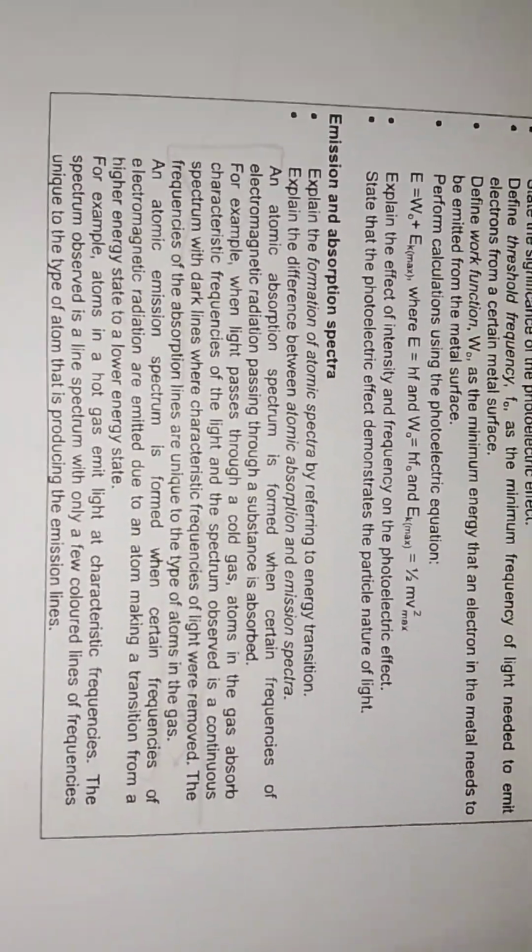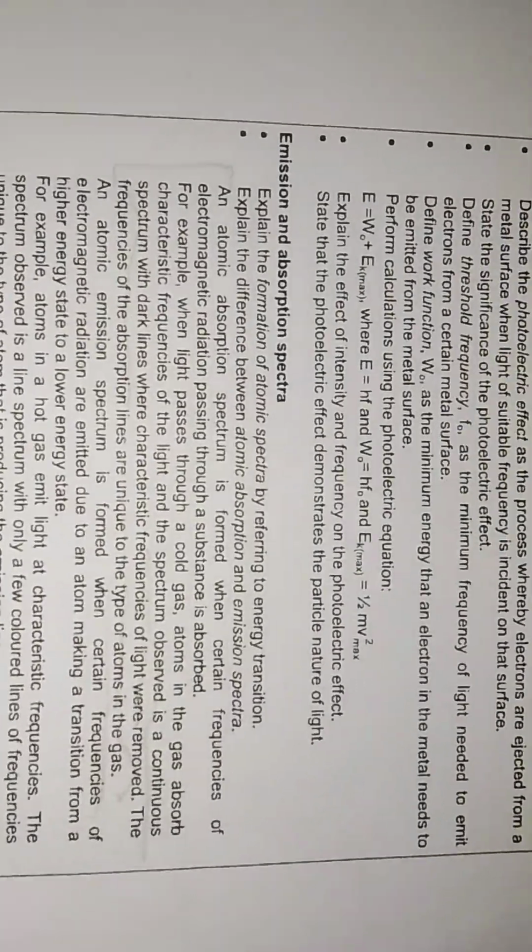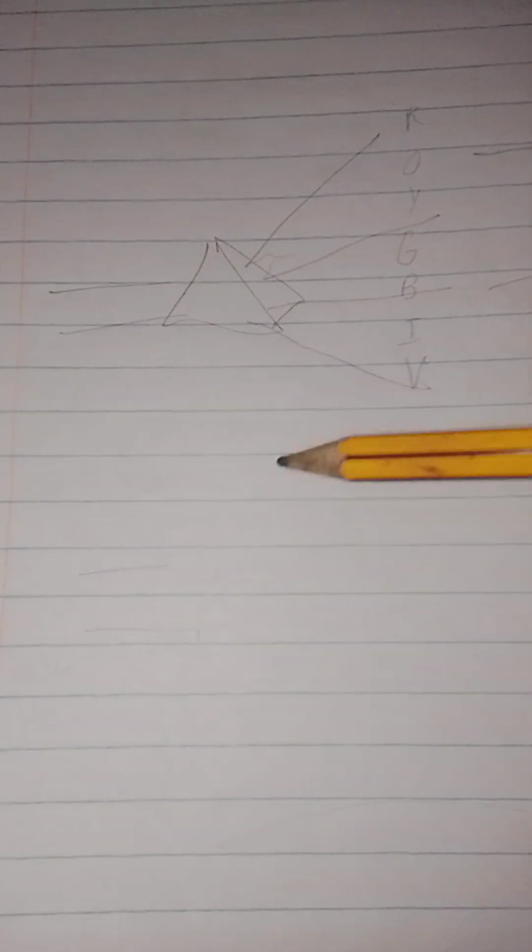Now we're going to move to the atomic absorption spectra. What is the atomic absorption spectra? You just need to know how it forms, because the atomic absorption spectra is formed when certain frequencies of electromagnetic radiation pass through a substance and are absorbed.